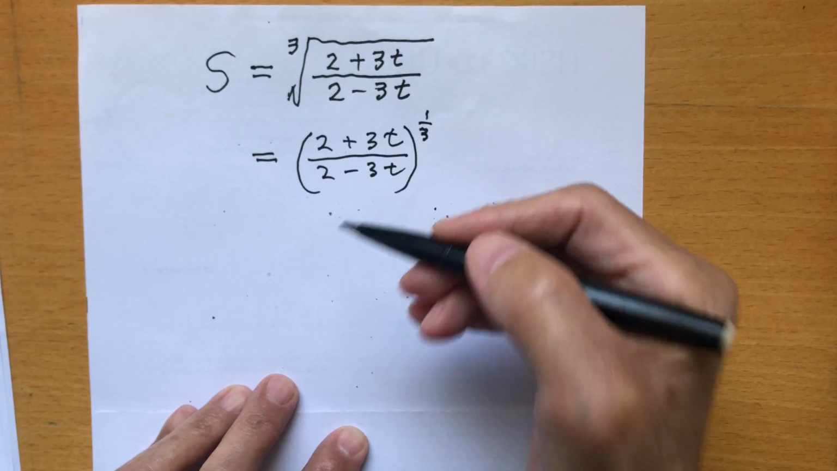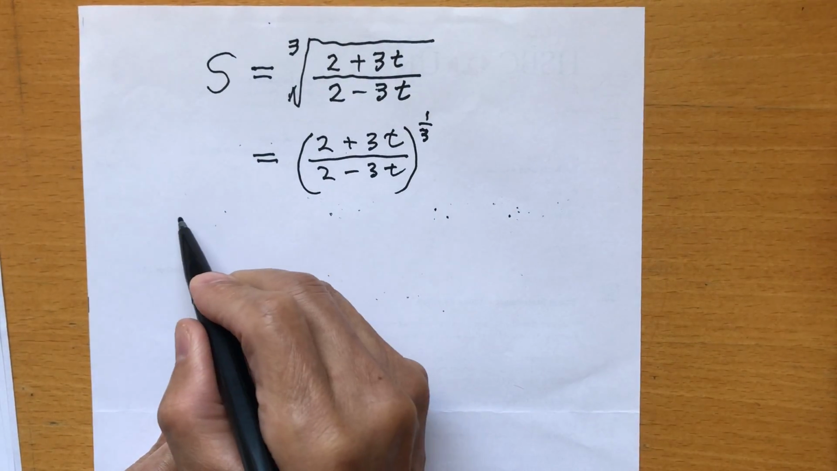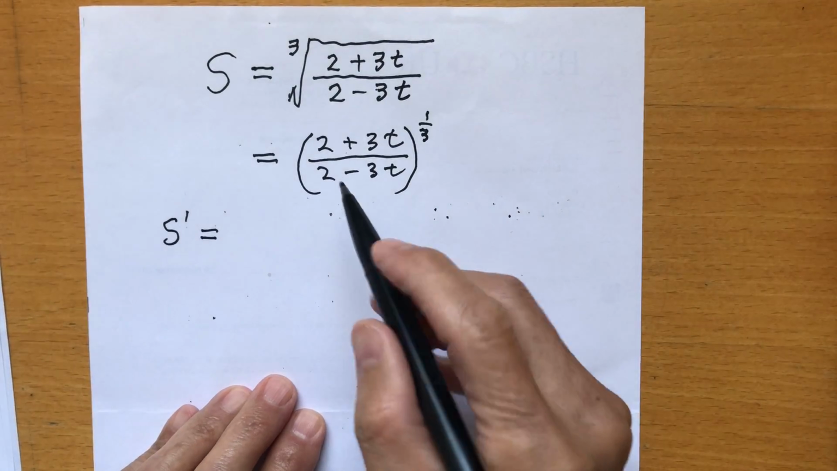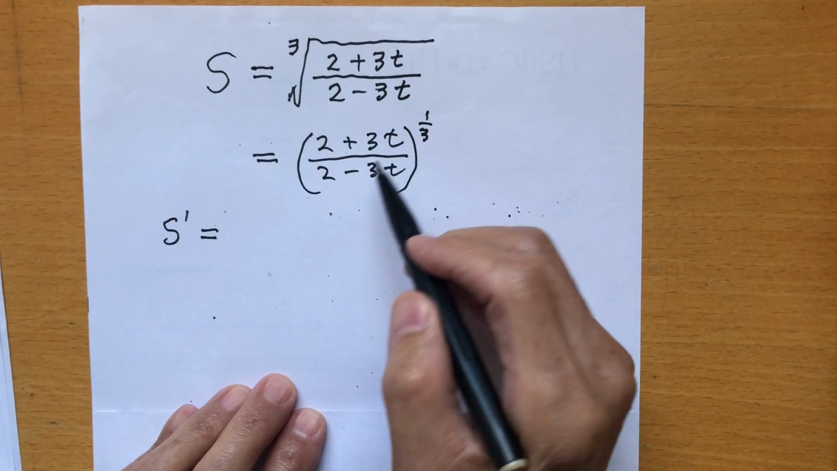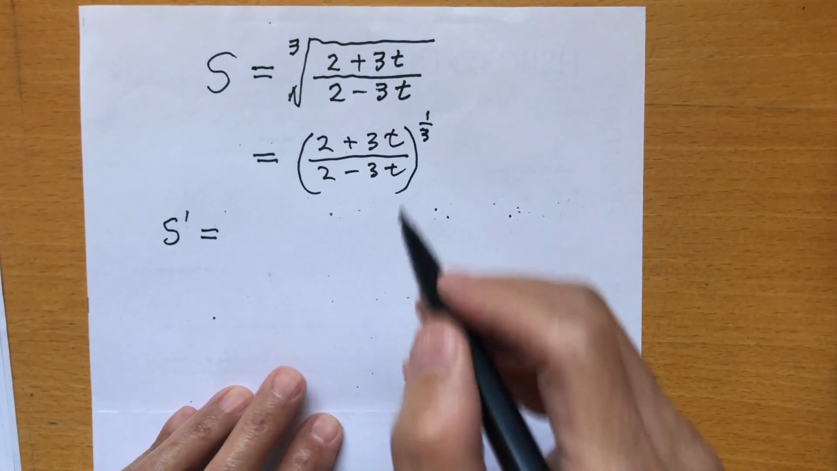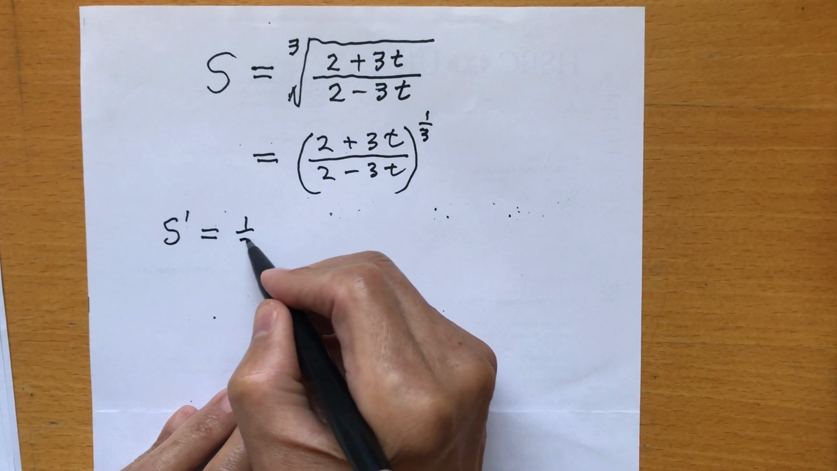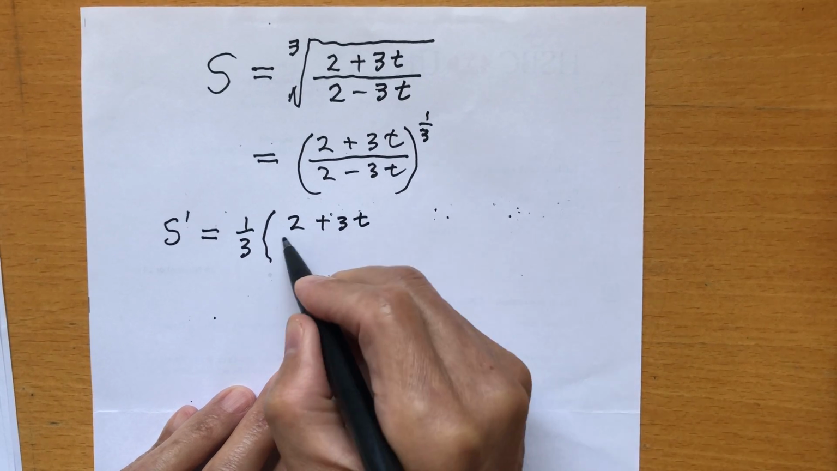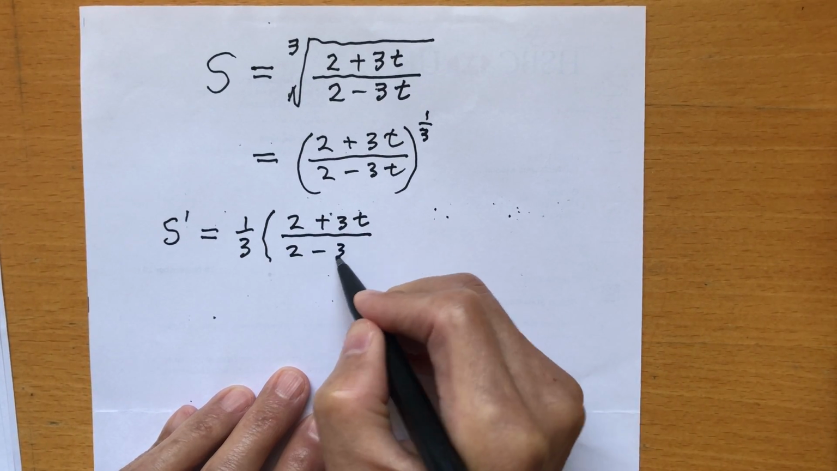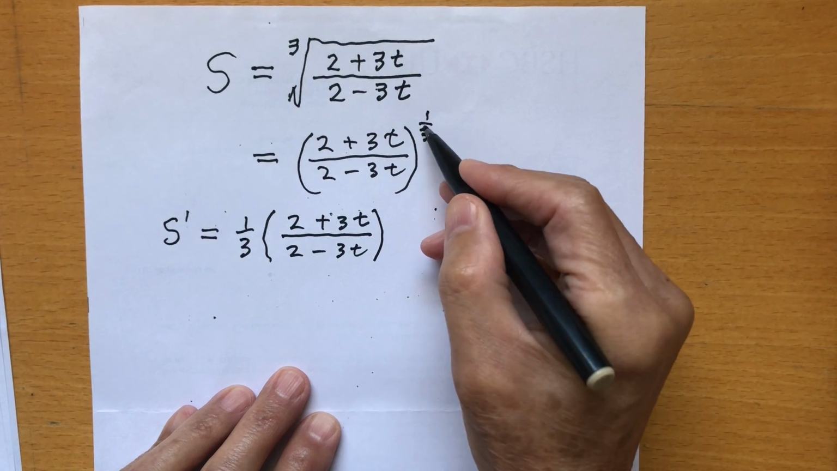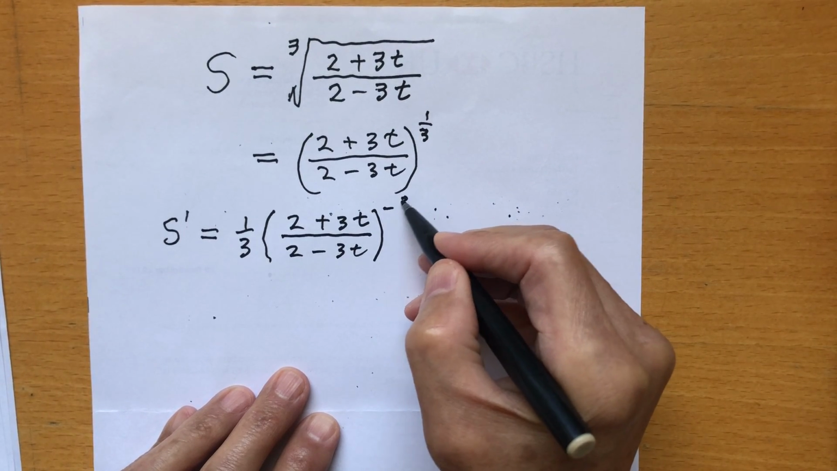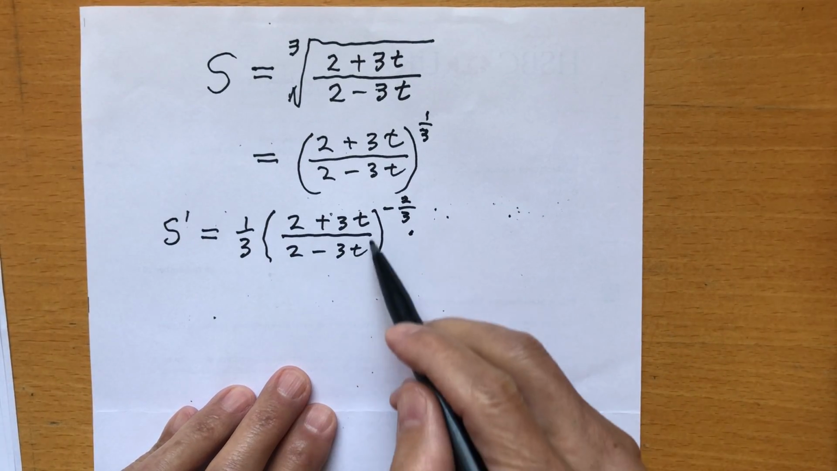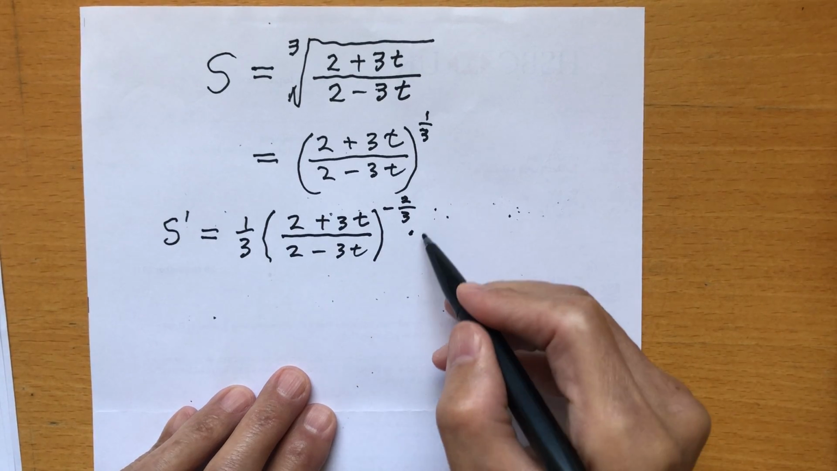Once I have this, then I do the derivative. So S prime. See, this is a power. So do the general power rule. 1/3 and this minus 1, followed by the derivative of this part, which is a quotient. So you do the quotient rule now.